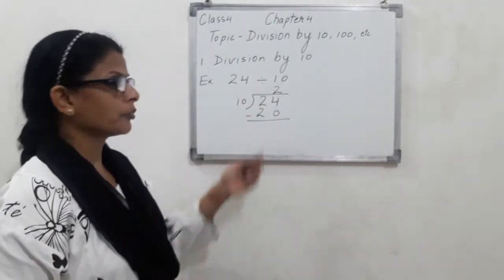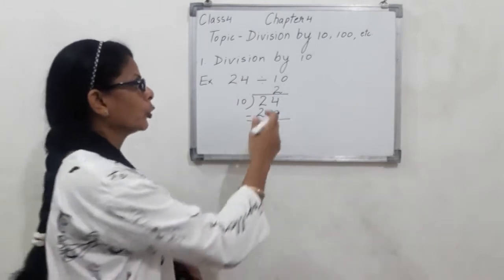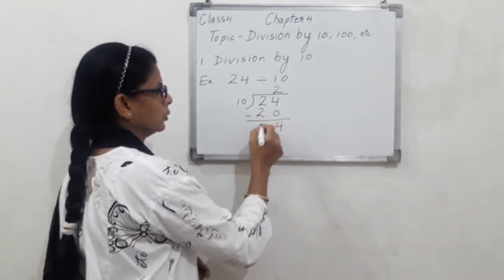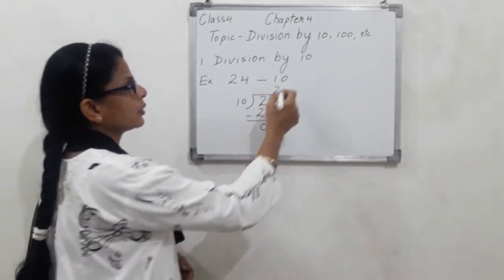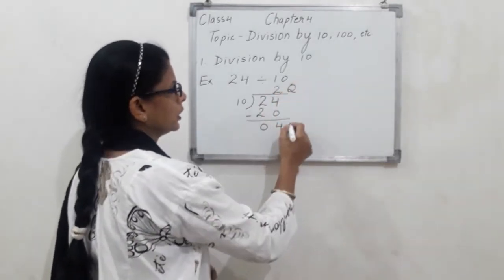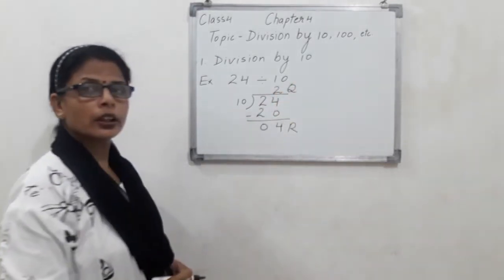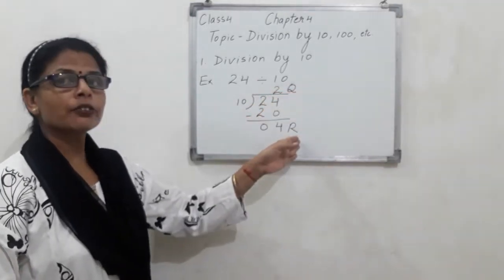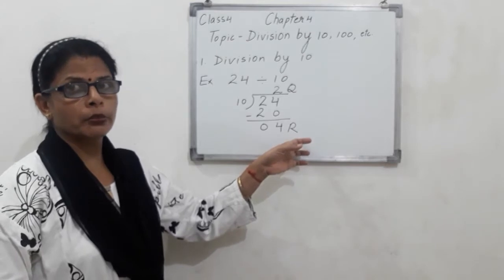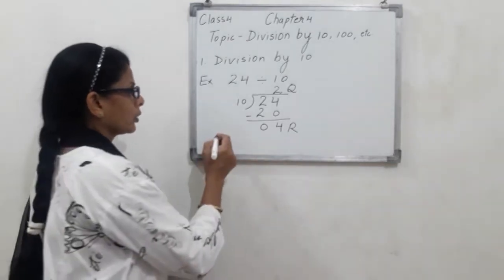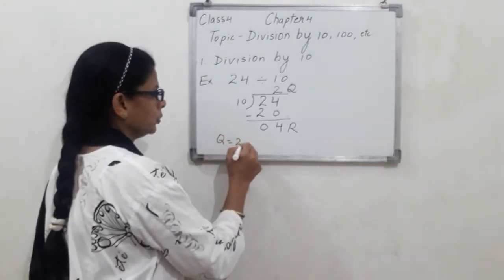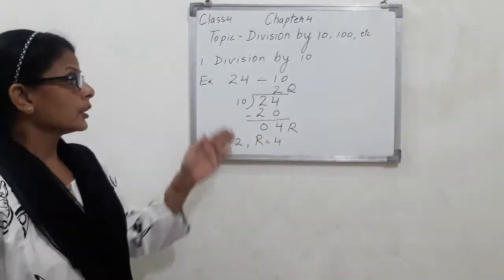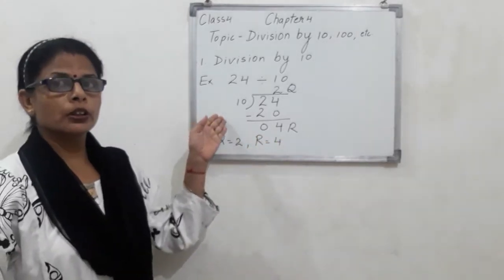Right? Now, we have to subtract it. 4 minus 0, 4. 2 minus 2, 0. Right? This is the quotient. 2 is the quotient and 4 is the remainder. What comes up is the quotient and what is left after division is known as remainder. So, quotient is 2 and the remainder is 4. This is the long method of doing division.